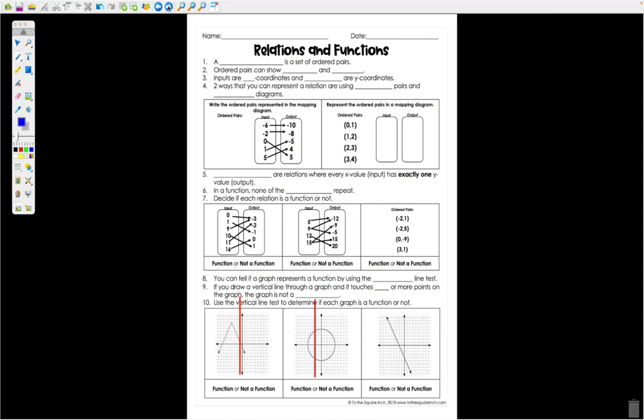Let's take it back. Something simple that you might remember from ninth grade. If you don't remember, that's fine. Hopefully, I got you. You're going to take a few notes here. A blank is a set of ordered pairs.